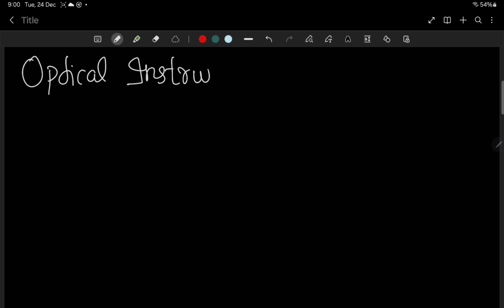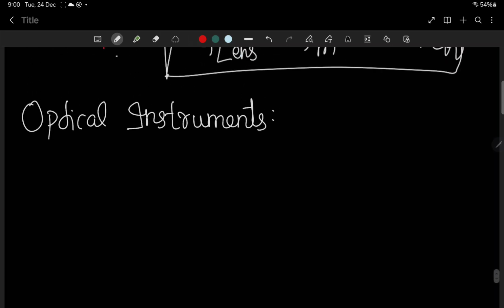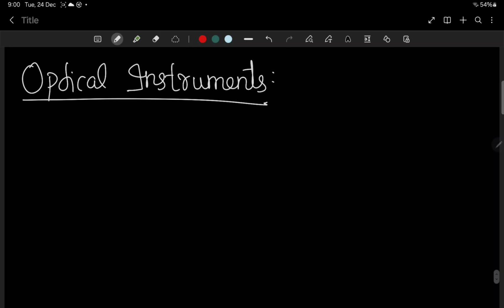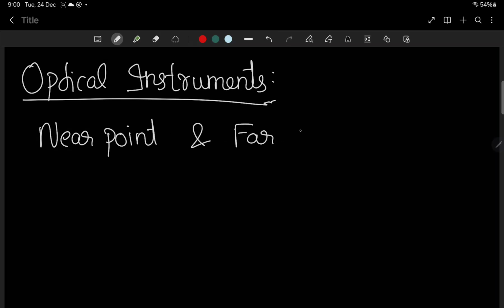Without much ado, we'll be moving on to the next part, that will be optical instruments. This is also a very important part, but simple. It was just directly applying formulas. Before that, I would like to tell you something about near point and far point.